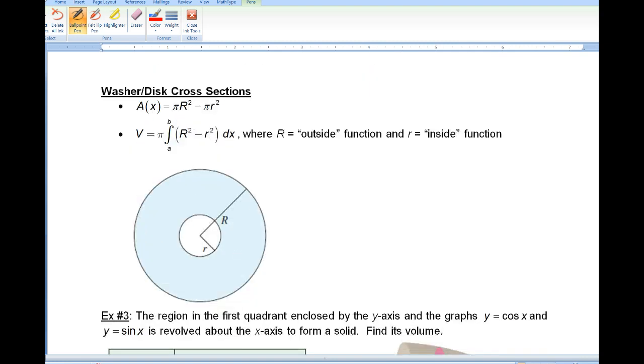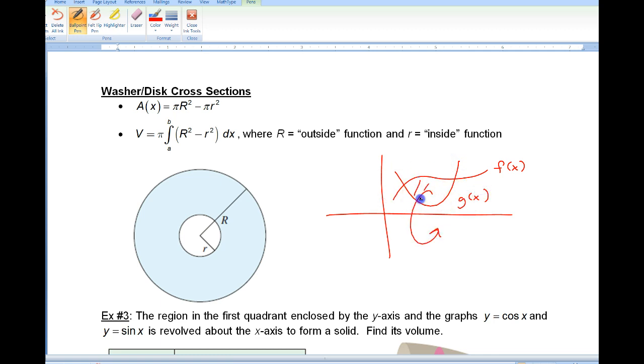You only have to worry about one radius if it's right up against the axis that you're rotating about. But sometimes you end up with a gap. Like imagine if you had 2 graphs. Let's say I have a graph, here is f of x, and then here's g of x. And what if I wanted to rotate this? Do you see how there's a gap in between the curves, the shaded region, and the x-axis?